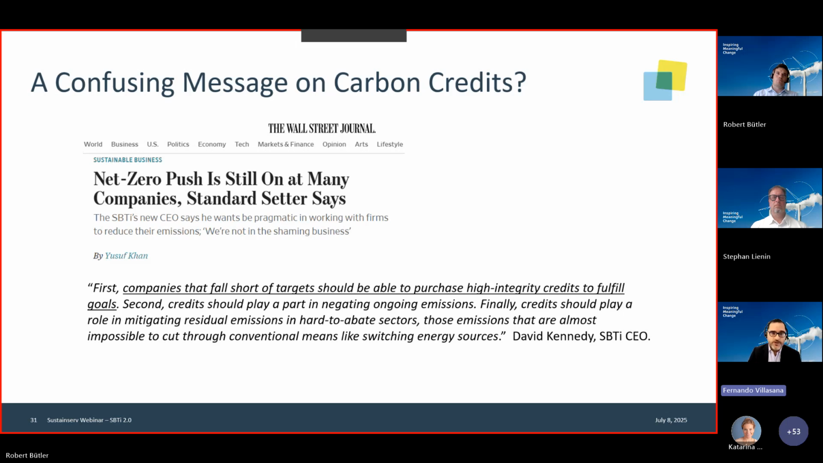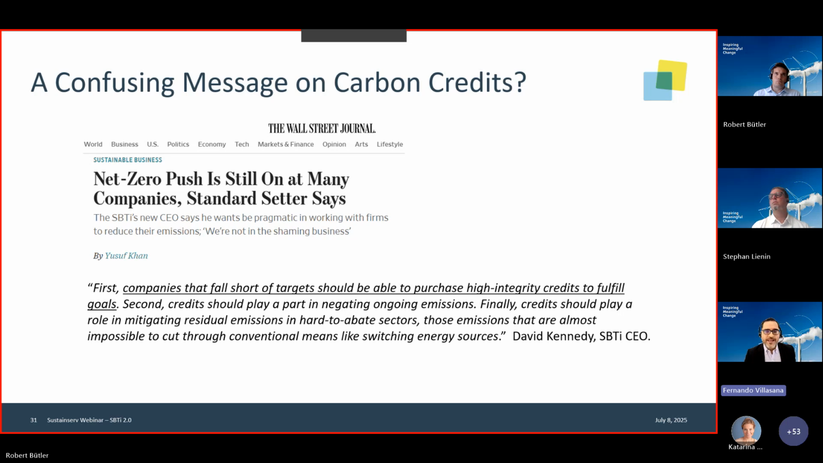The Wall Street Journal quoted him as saying companies that fall short of their targets should be able to purchase high-integrity credits to fulfill goals. And this message is actually very important because it touches on what counts towards a target and what credible means companies should focus on for making these target-related claims. So the what counts is extremely important when you are going to make a claim around achieving X amount of progress or actually fully achieving your target. Was it all reductions, or were there other elements that are credible enough to back up that claim? Even the claims of reaching a net zero state would depend on what counts, not just what's required.